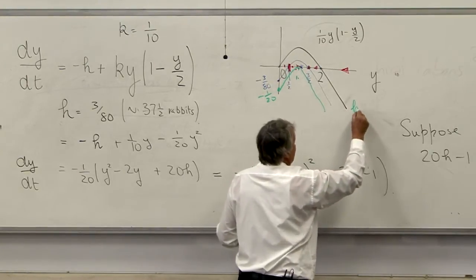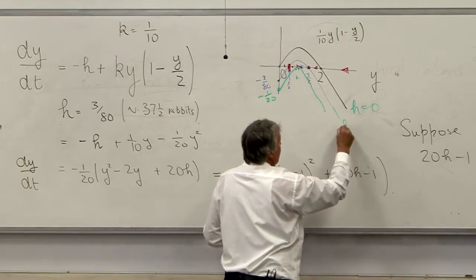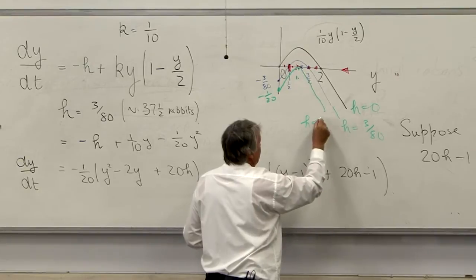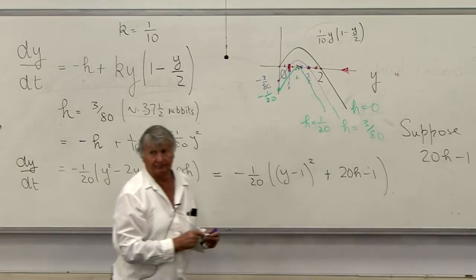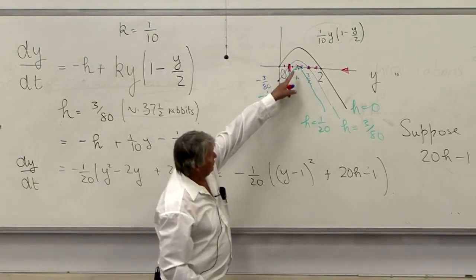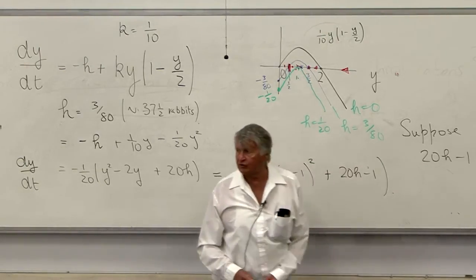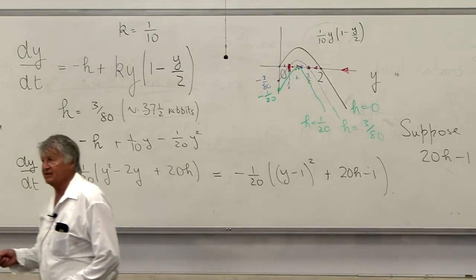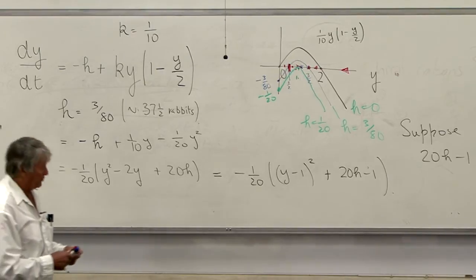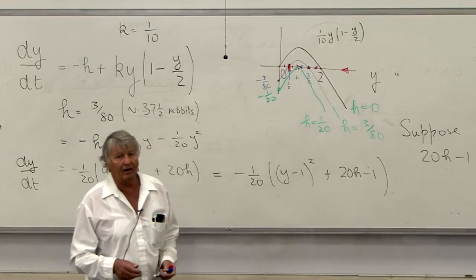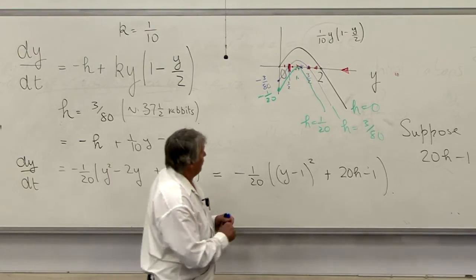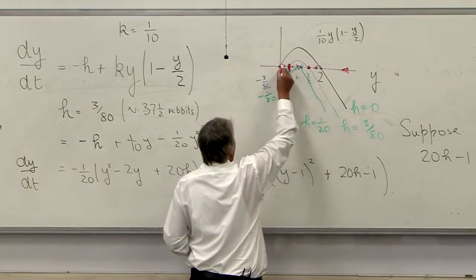So this is the graph at h equals 0. This is the graph at h equals 3/80. And this is the graph at h equals 1 over 20, which is 4 over 80. So if you issue 1 over 20 permits, 1 over 20 times 1,000, which is 50. If you issue 50 permits, no matter how many rabbits you start out with, you're going to end up going all the way back here.